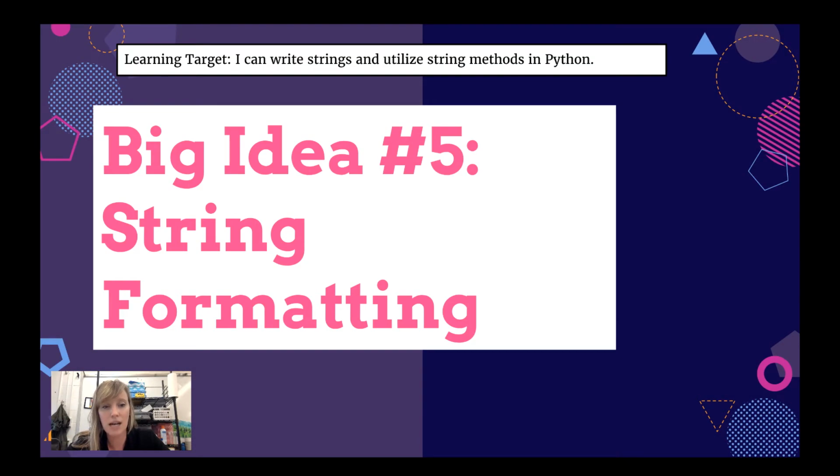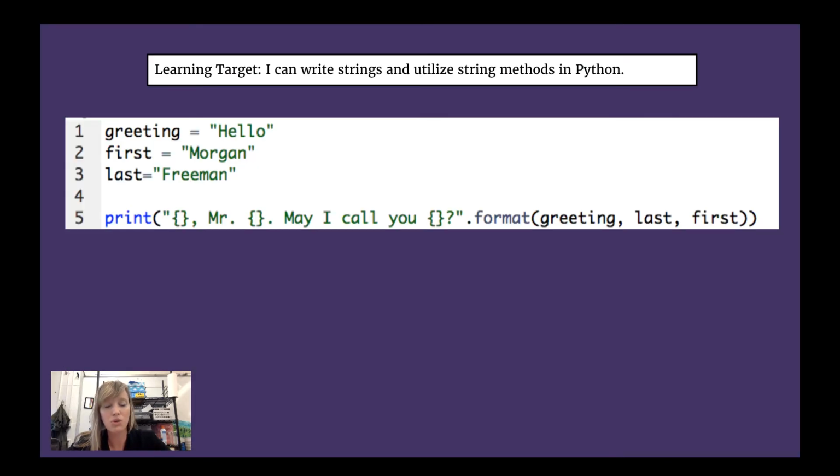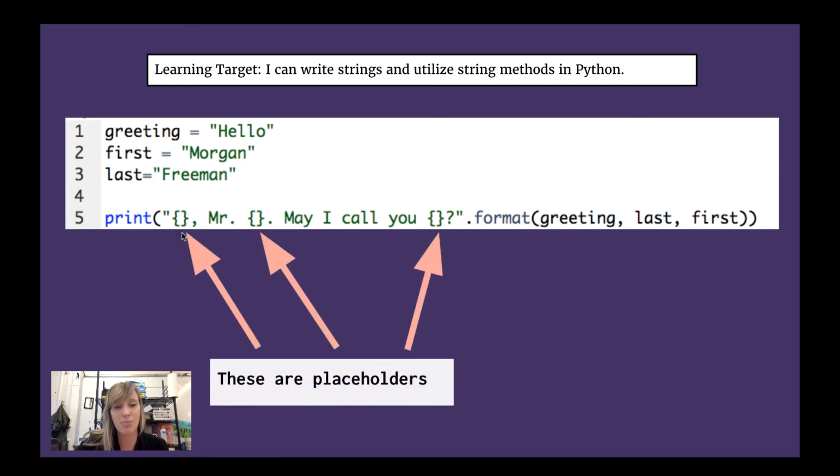Finally, the last big idea to cover is the string formatting idea. In string formatting, instead of using concatenation, which can get really cumbersome if you have a long statement, you want to use things like these curly braces as placeholders. Right now it says blank, Mr. blank, may I call you blank. After you close your string, you want to use a dot format method, which will replace greeting with hello, and hello gets put into this placeholder here.